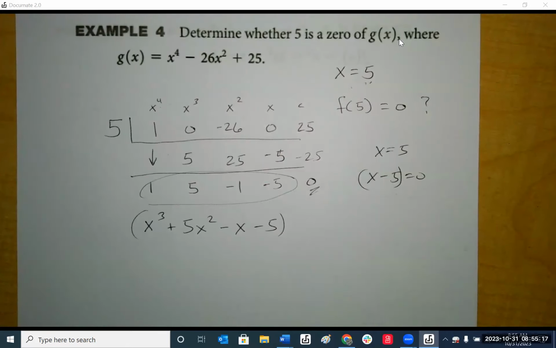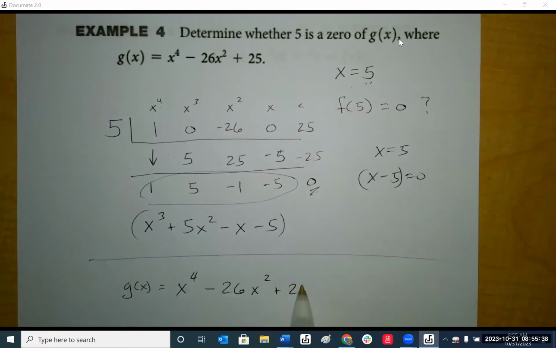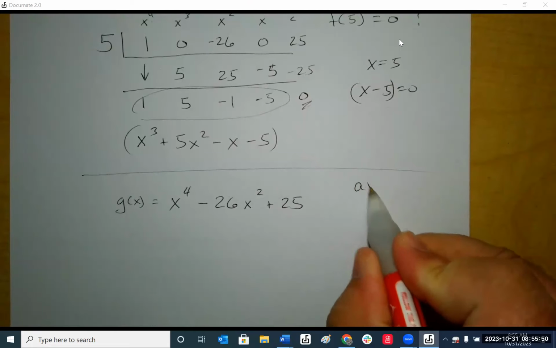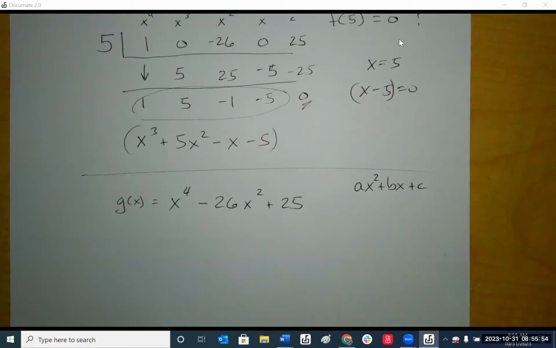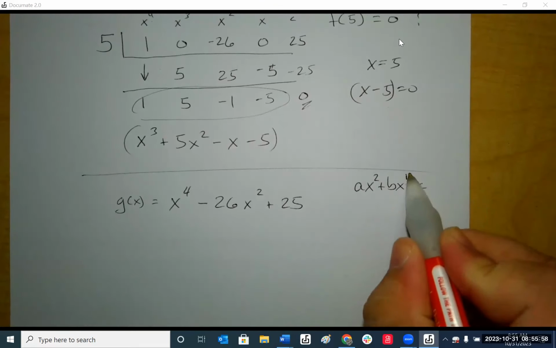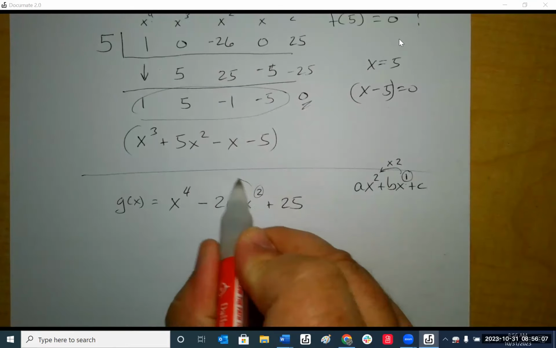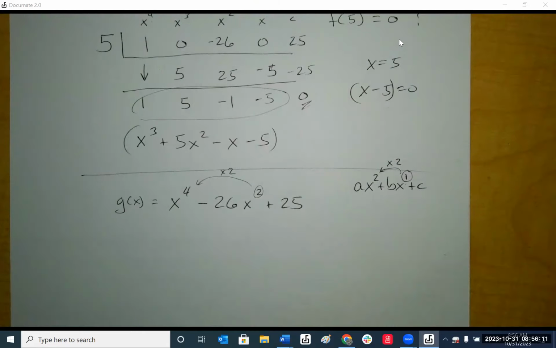Is there another way we could have found it besides long division? Yes, that's another way, by just plugging in x for 5 and working that out. Using what we did last chapter, is this a quadratic-like function? Remember, a quadratic equation is ax squared plus bx plus c. We know it's quadratic because the exponent of the middle term times 2 equals the first one. So 2 times 2 gives you 4. So this is quadratic, which means it may have a factor.